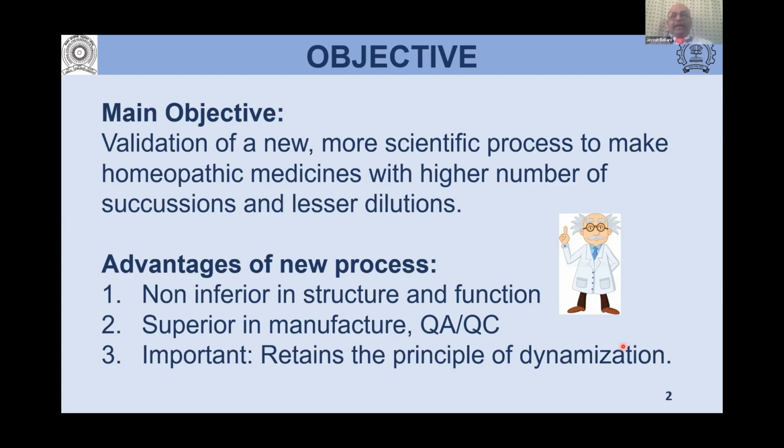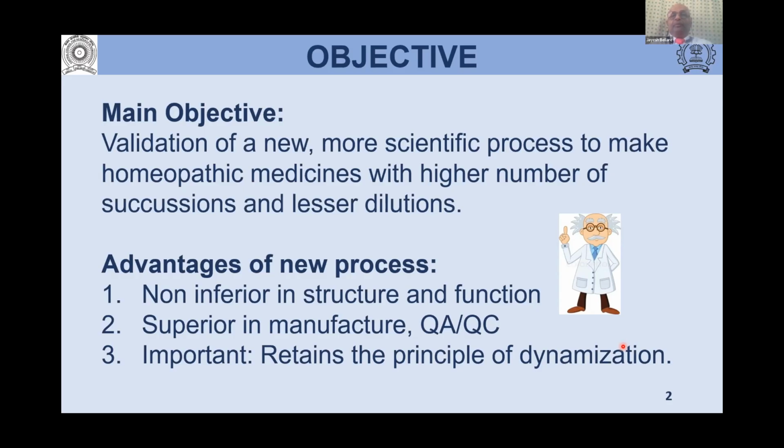So the main advantage of this is that super Avogadro dilutions are not used. There are several other advantages as well. Firstly, it gives a similarity in structure and is non-inferior to the traditional method of preparation. Secondly, it is superior in manufacture by virtue of the ease of preparation process. As I shall describe soon, the number of steps are reduced, and it has a good quality assurance, quality control by virtue of being able to measure and see the particles involved.